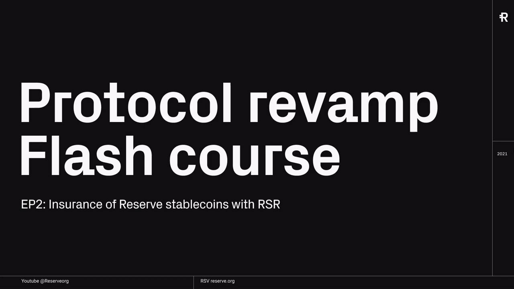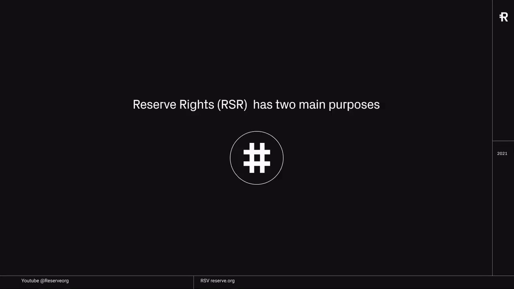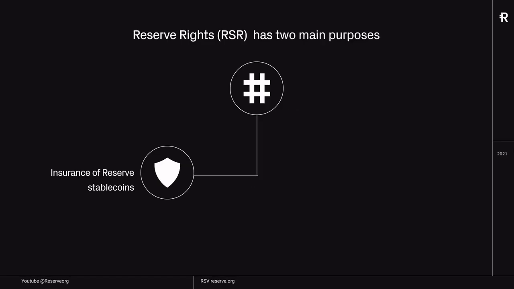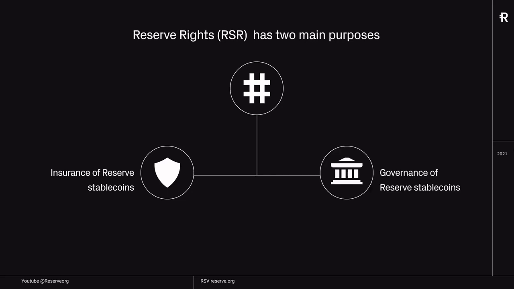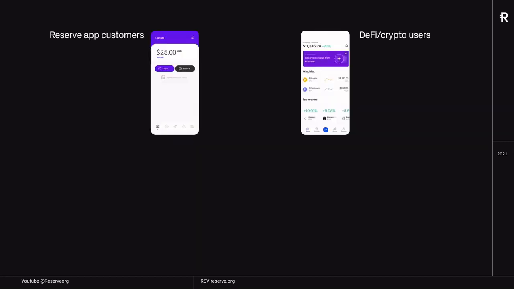In this episode, I'm going to walk you through the use cases of RSR and especially how it's used to ensure reserve stablecoins. First of all, if you didn't know yet, Reserve Rights or RSR is the secondary token in the Reserve protocol and it has two main purposes. It is used to ensure reserve stablecoins, or how we call them RTokens, and it is also used to govern those reserve stablecoins. Now, in this episode, I will be focusing on the insurance part, and in the next, I will be talking about the governance.